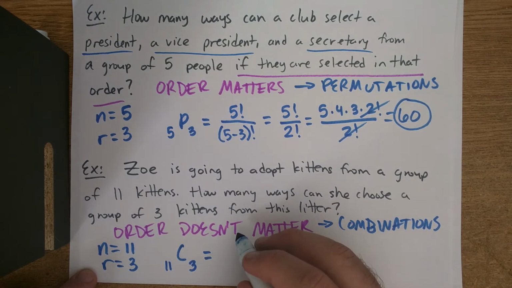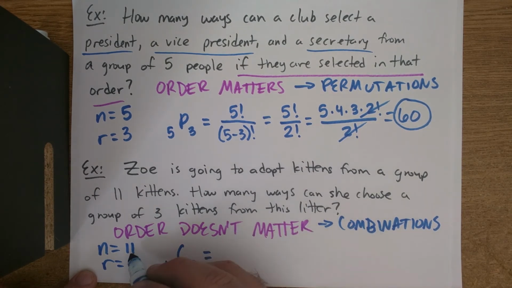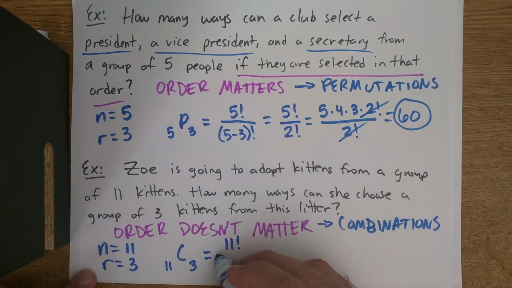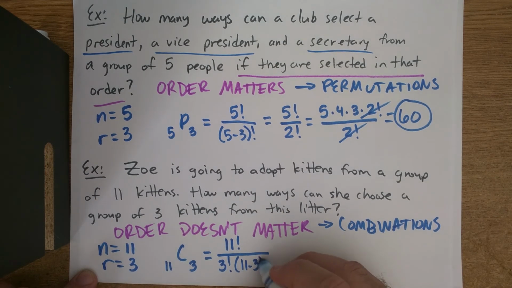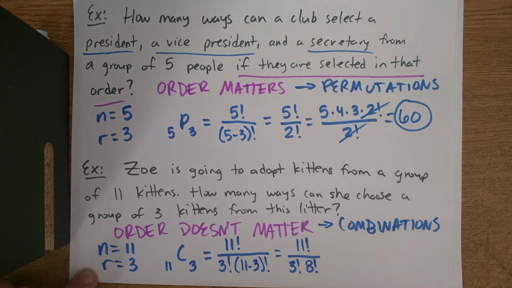equals, now the formula has n factorial on top, so it's going to be 11 factorial. Now this one had 2 things on the bottom. It had r factorial, so it's going to be 3 factorial. And then times n minus r factorial, which is 11 minus 3 factorial. Well, order of operations, let's do our parentheses first. So I have 11 factorial still on top. I have the 3 factorial on the bottom still. 11 minus 3 on the inside is 8 factorial.